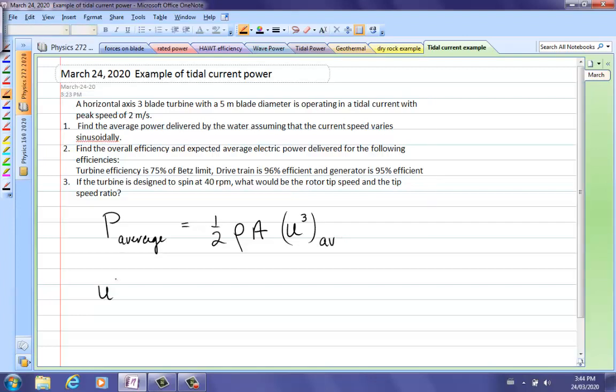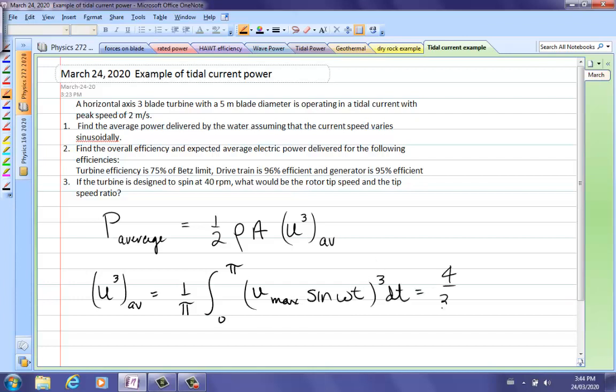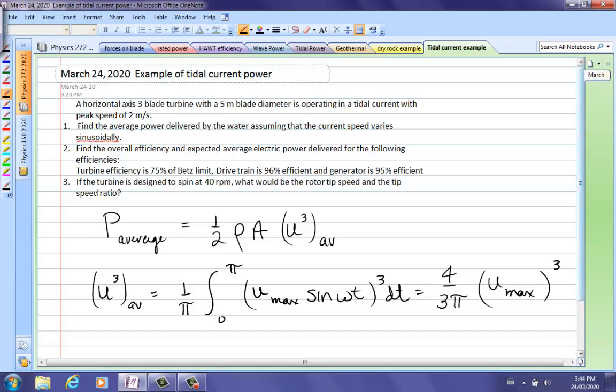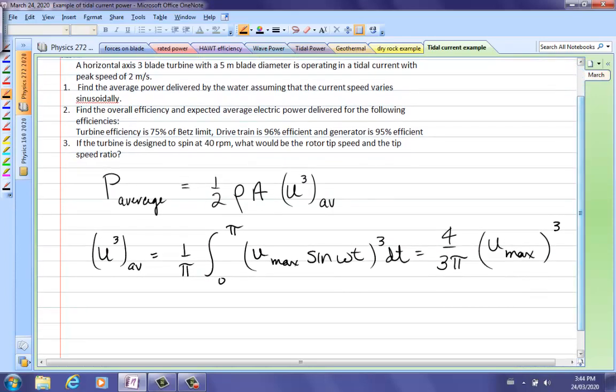The definition of u cubed average is 1/pi integral from 0 to pi of (u max sine omega t) cubed dt. And I'll just give you the result. It's 4/(3 pi) u max cubed. Okay, so if you want the average power from a sinusoidally varying water current, that's what you use.